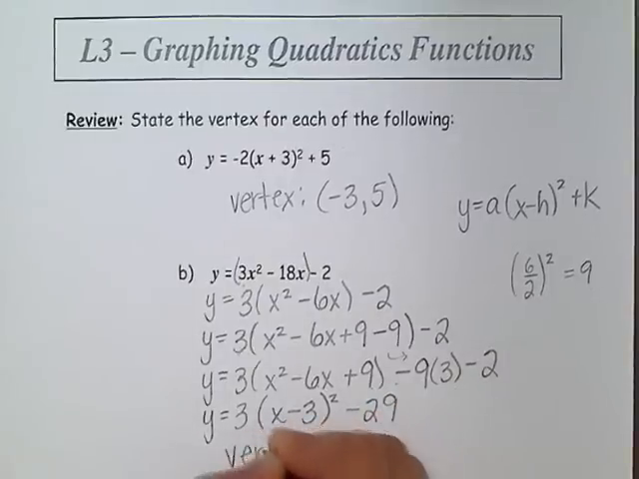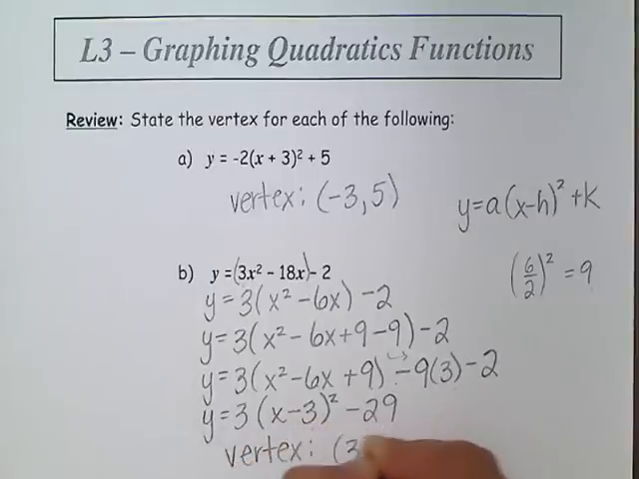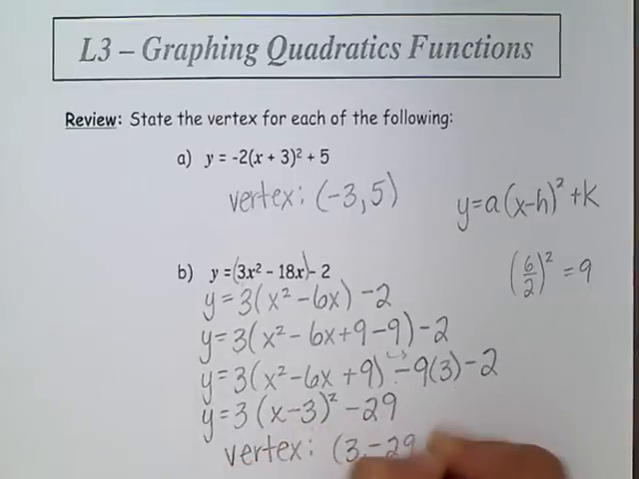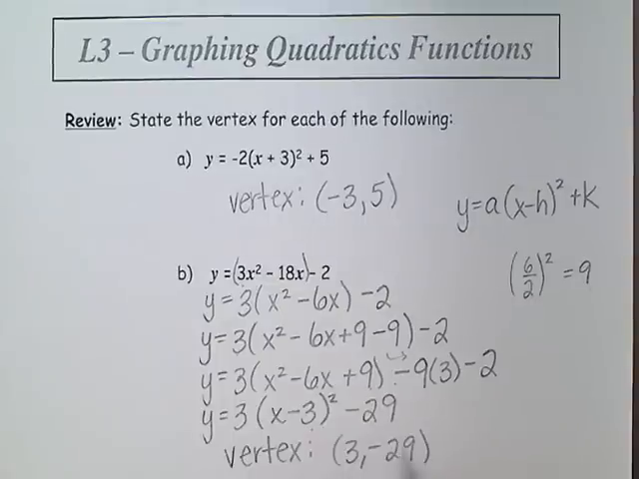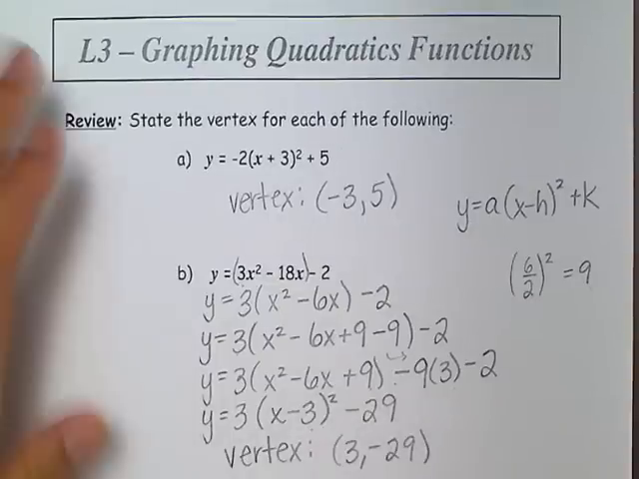Okay, so that tells me that the vertex should be at (3, -29). The graph has been shifted to the right 3 and down 29.